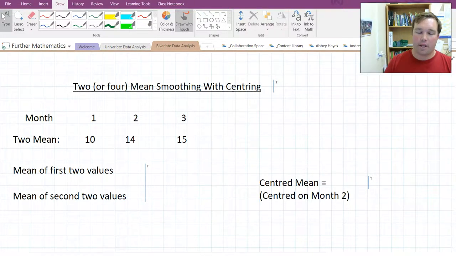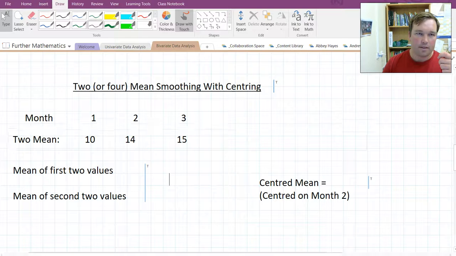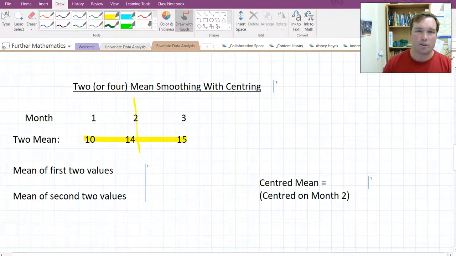Once again, we're looking at smoothing time series data, and here we're using mean smoothing but with even numbers. So 2 mean smoothing with centering or 4 mean smoothing with centering. Now previously when we used an odd number of means, because we were taking the mean of say these 3 values all together, when we took that mean, we automatically centered it on the 2.